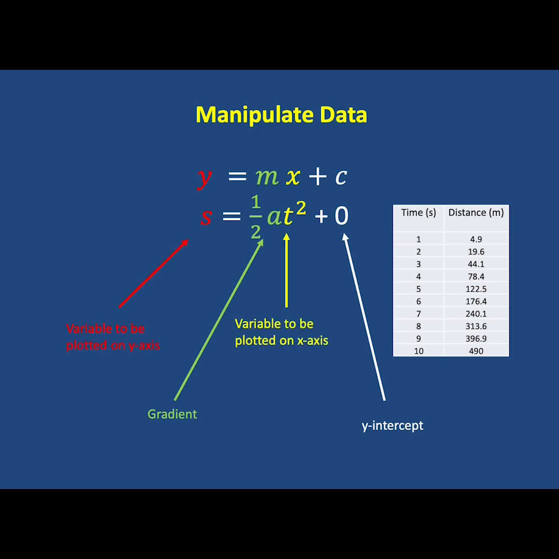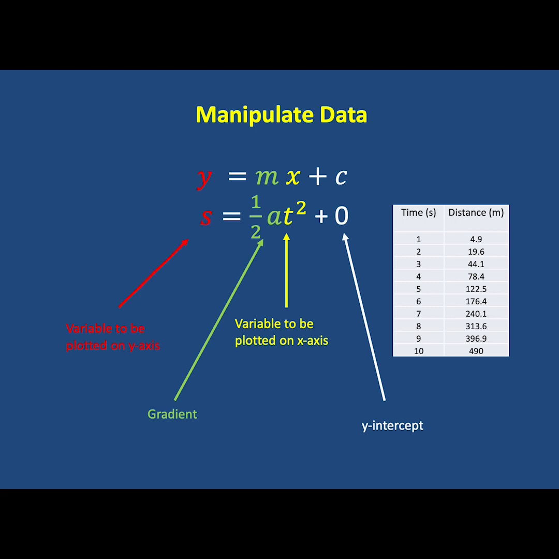So we have a variable on the left, that's distance, and we have a variable on the right of the equal sign, that's time. But if you plot distance against time, you will not get a linear graph, so you have to manipulate the data. The equation s equals a half at squared tells us how to manipulate the data.